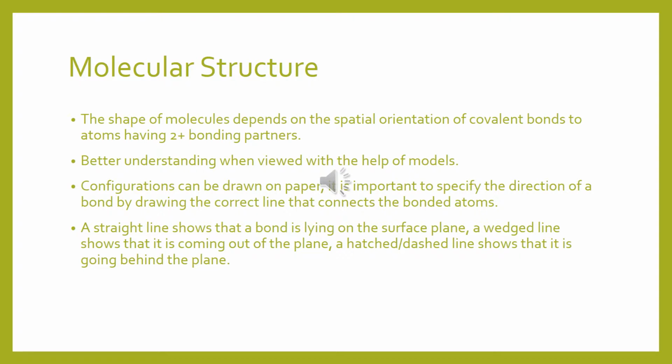Molecular structure has to do with the shape of molecules, which depends on the spatial orientation of covalent bonds to atoms having two or more bonding partners. Configurations can be drawn on paper. It is important to specify the direction of a bond by drawing the correct line that connects the bonded atoms. A straight line shows that a bond is lying on the surface plane. A wedged line shows that it is coming out of the plane. A dashed line shows that it is going behind the plane.